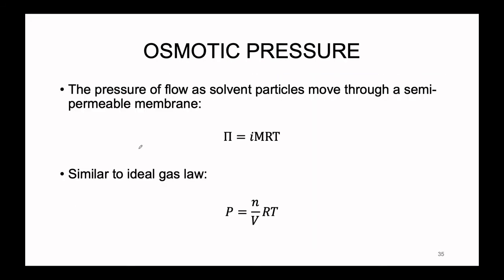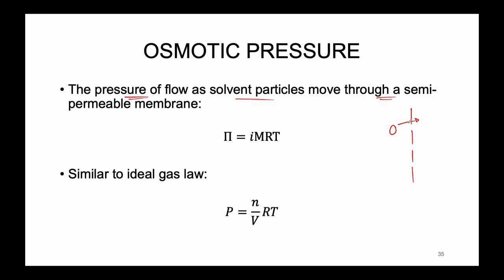The quantifiable colligative property in and around the topic of osmosis is that of osmotic pressure. Osmotic pressure is defined as the pressure that results from the flow of the solvent particles through the semi-permeable membrane. And we'll talk about the equations below, but again, where this pressure comes from is as the solvent particles are moving through this semi-permeable membrane.